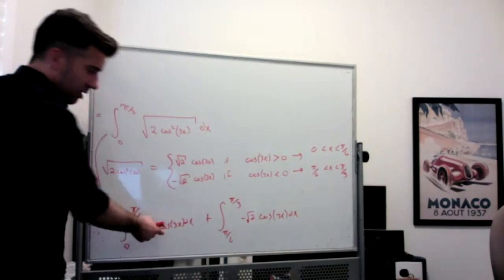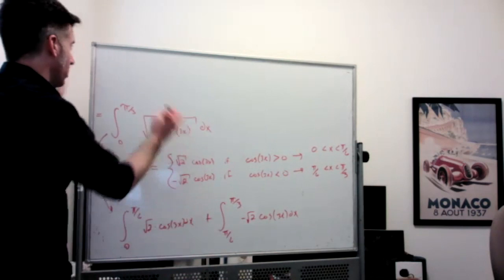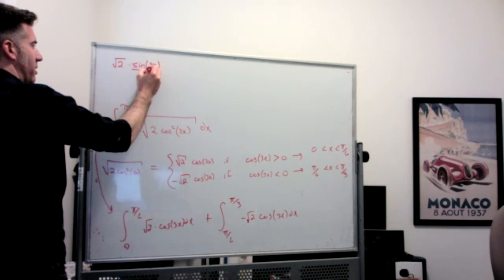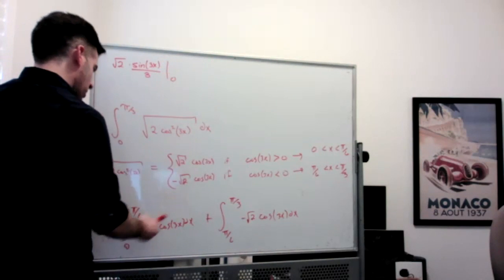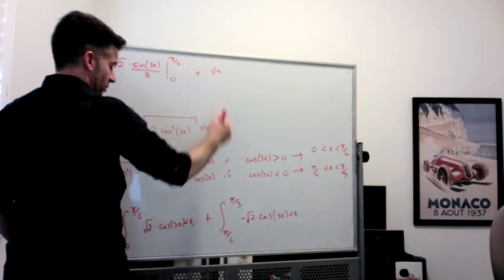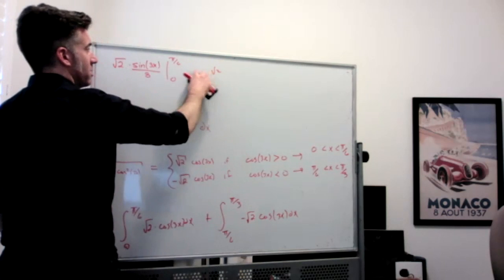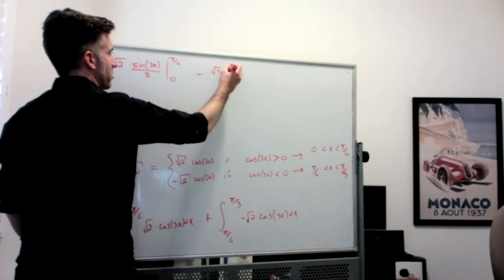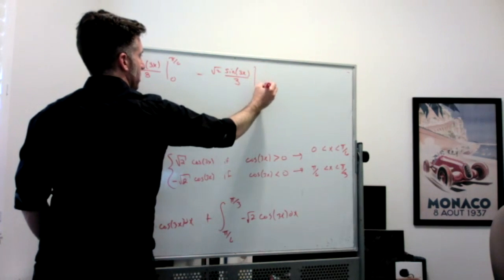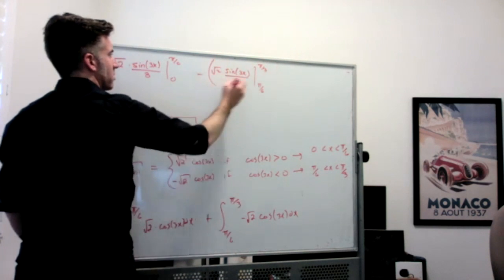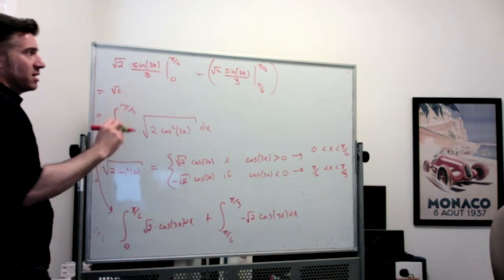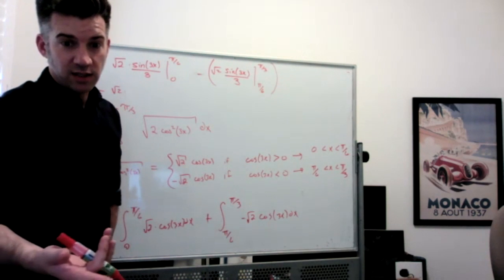But so integrating cosine of 3x, we still get sine of 3x divided by 3. So you get the square root of 2 times sine of 3x divided by 3 from 0 to pi over 6 plus the square, minus, right, because really no minus there, minus the square root of 2 times sine of 3x divided by 3 from pi over 6 to pi over 3. Okay, so plugging in pi over 6, you get the square root of 2 times sine of 3 times pi over 6.